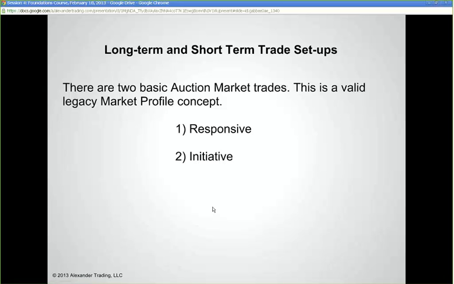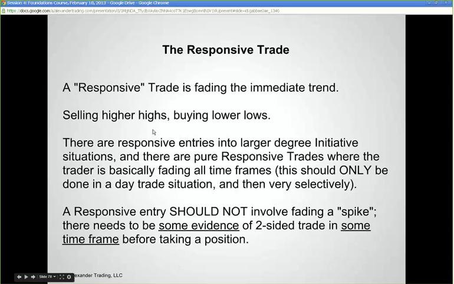But do you guys understand this? And I'm not being facetious when I say that. This can be initially confusing if you're new to what we're doing. Okay, it's responsive trade: selling higher highs, fading, buying lower lows.